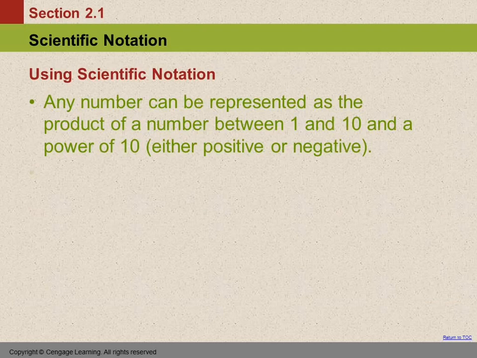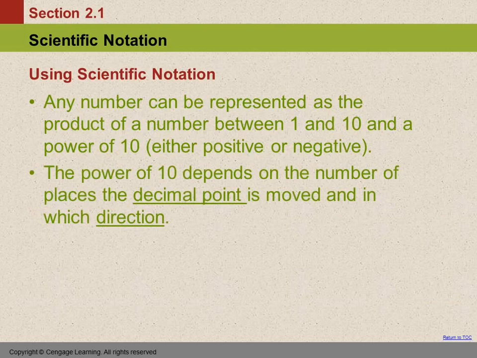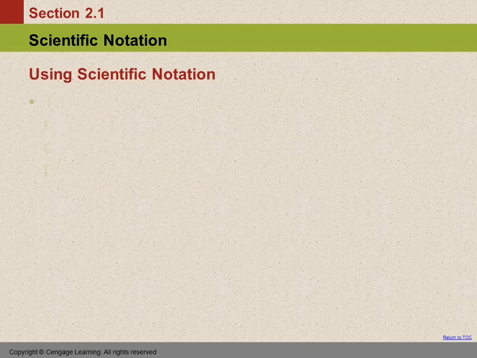So any number can be expressed this way, as a product of a number between 1 and 10 times a power of 10, and that power can be positive or negative. The power of 10, as your book explains it, depends on the number of places in which the decimal point is moved and in which direction it is moved. This makes more sense when we do an example.